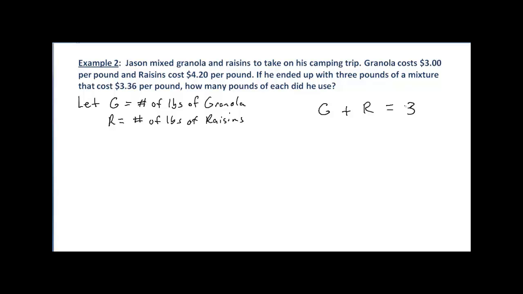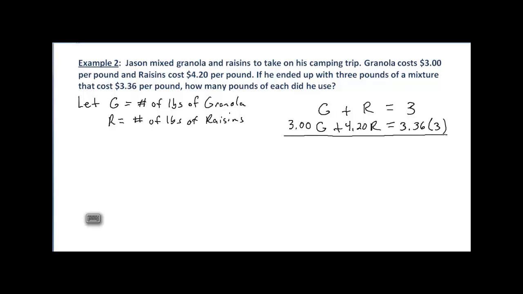The second equation would deal with the value or the cost. It says granola costs $3 per pound. So it would be $3 times the number of pounds of granola plus raisins cost $4.20 per pound. So it would be $4.20 per pound times the number of pounds of raisins equals $3.36 times the number of pounds of our total mixture, which is 3. So notice the consistency. We have cost times the number of pounds plus cost times the number of pounds equals cost times the number of pounds.